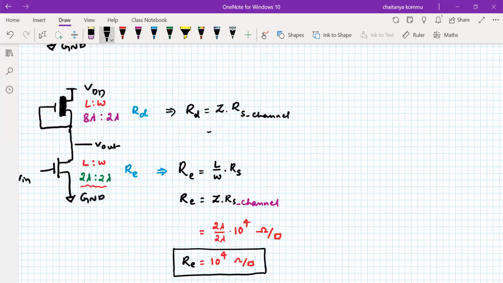Similarly, we calculate this one. What is the value that we can have? Z value is equal to 8 lambda by 2 lambda into RS. What is the RS of this? It is also N channel. Therefore, this is 10 to the power of 4 ohm per square, which is equal to RD.